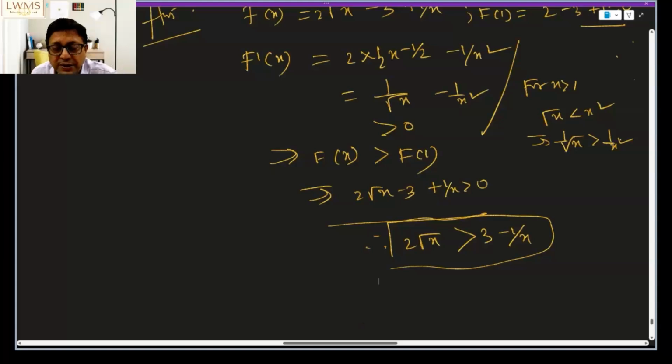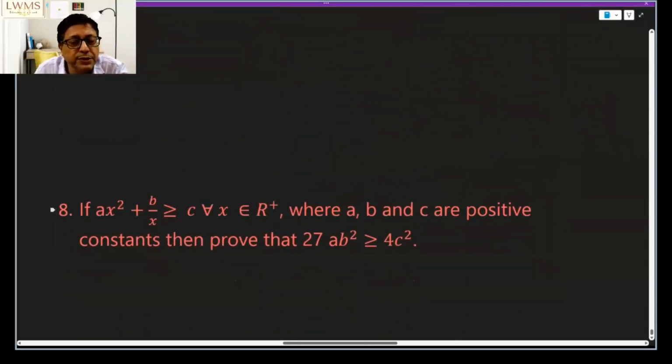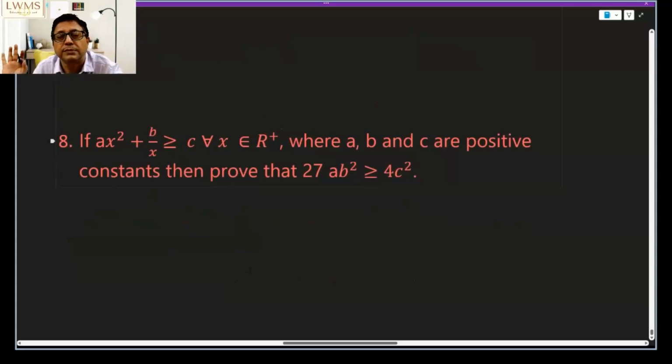This session will be completed with one JEE sum. Just one JEE sum will do. Okay? It came long back. This one. If ax square plus b by x greater than or equal to c, where a, b, c are positive constants, then prove that 27 ab square greater than or equal to 4c square.